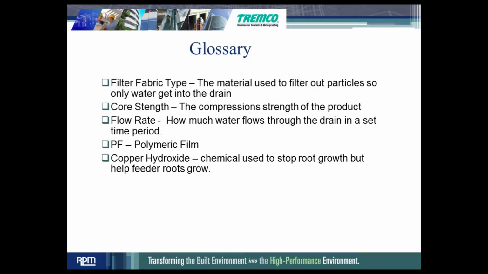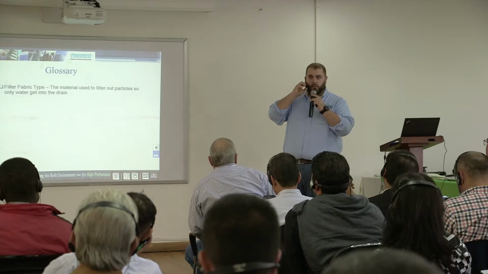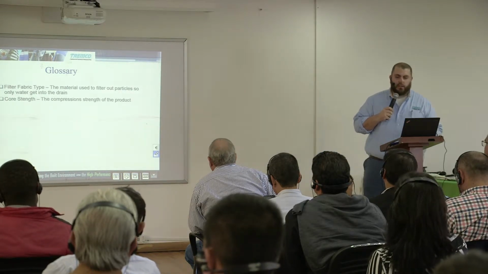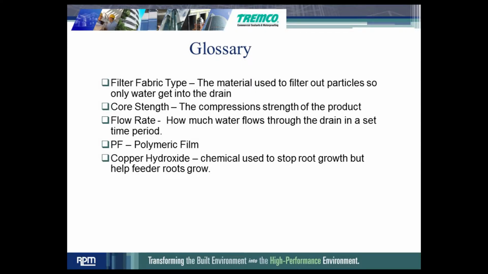Filter fabric is the fabric that you see on the face of the drainage mat that water gets through to wick it away from the membrane, to wick it away from the wall, the structure. The core strength, as I said, is the compressive strength of those little cones. Depending upon how thick your concrete slab may be, you would require a more or less compressive strength. Flow rate is the amount of water that drains through the drainage system over a certain period of time.